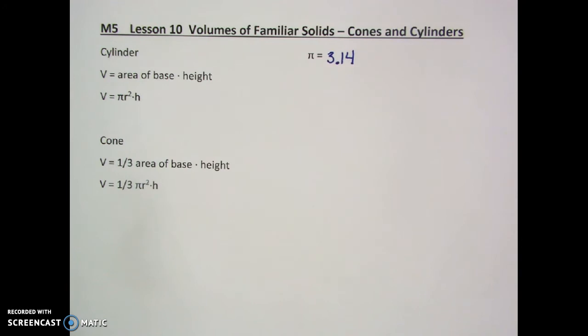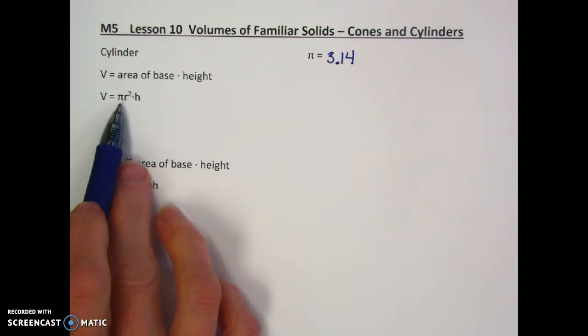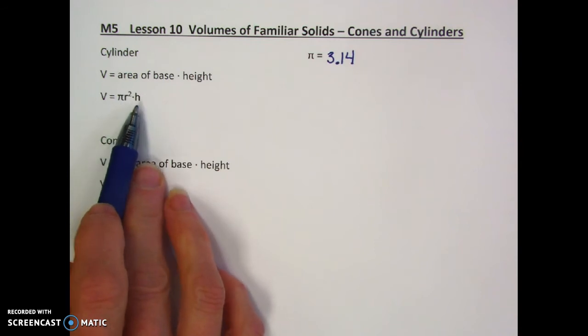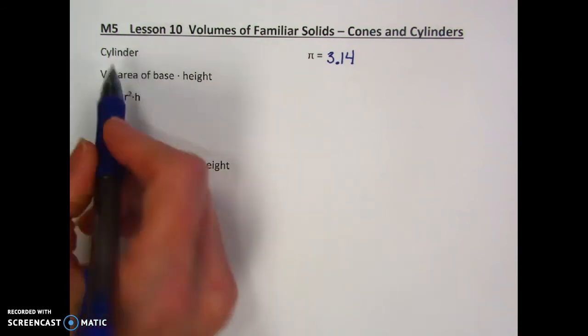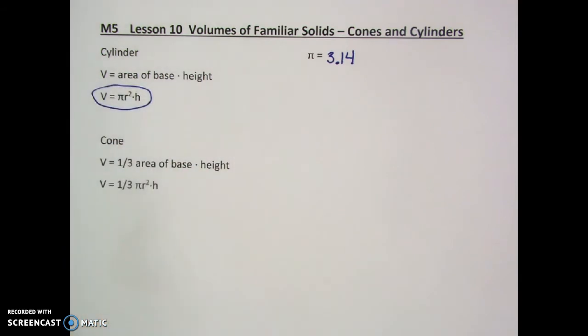Anyhow, to find the volume of a cylinder, we take the area of the base times the height. The area of the base is a circle, so it's pi r squared times the height. So this is the formula for the volume of a cylinder.